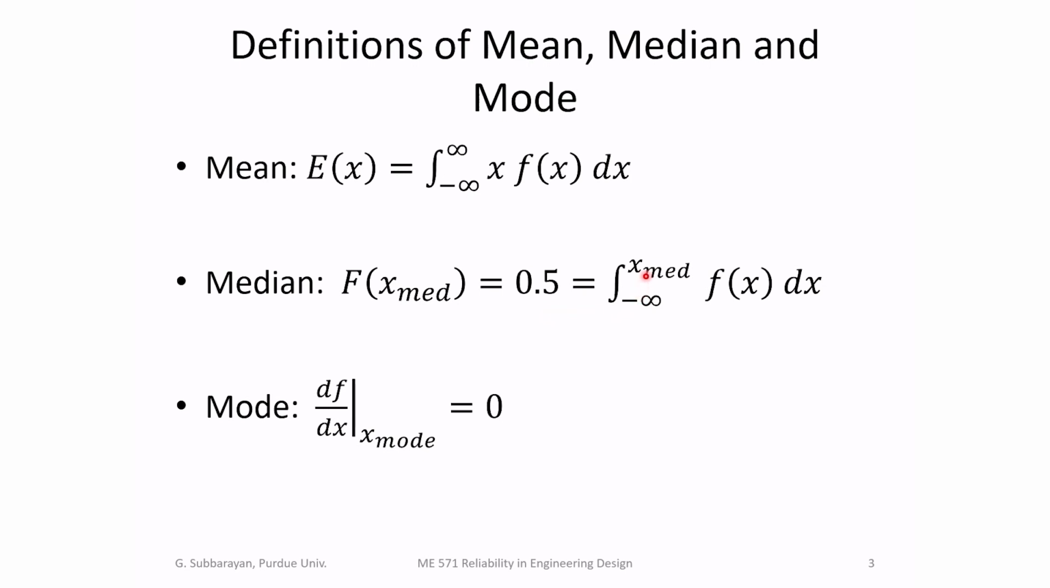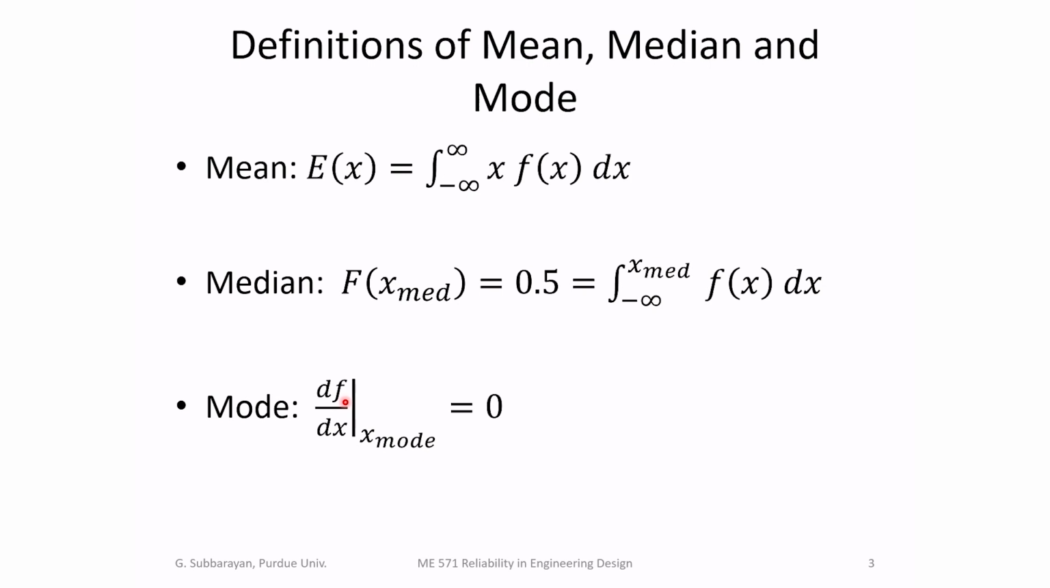So it's minus infinity to some value at which the probability, the CDF, turns out to be 0.5. That's the definition of median. And mode is the value at which the slope is 0, or the function has a peak. So that's the definition of mode.